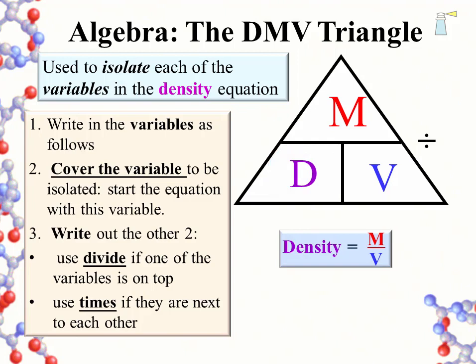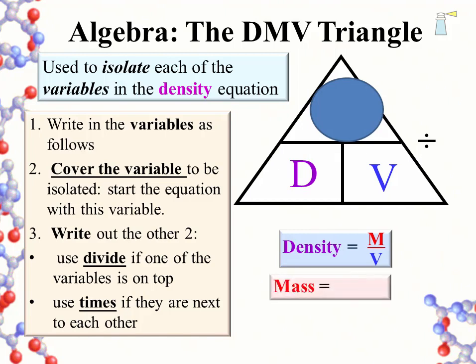Okay, let's try another variable. Step 2, cover. And this time we'll cover M. Start the equation with mass equals. Step 3, write out the other two variables. D, and since they are next to each other, times V. Mass equals density times volume.